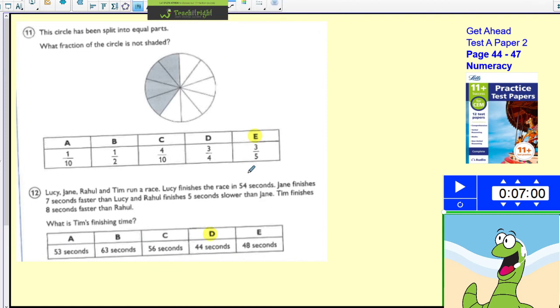Number 11. What fraction of the circle is not shaded? So it's 1, 2, 3, 4, 5, 6 out of 1, 2, 3, 4, 5, 6, 7, 8, 9, 10.